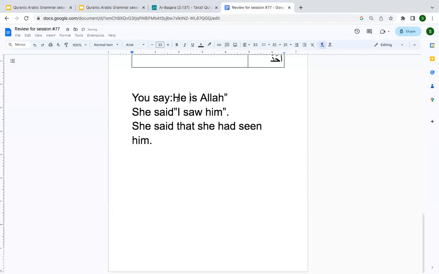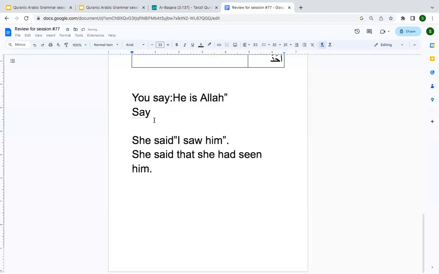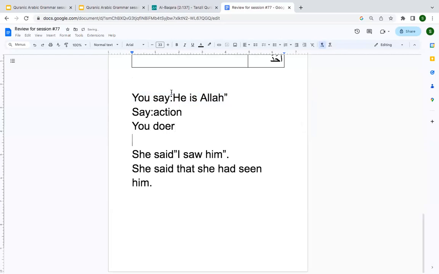Okay. So if I asked you in this sentence, what is an action? Say is an action, right? Say is an action. Who is the doer? You is the doer. Everyone agrees. You is the doer. And what is the rest? So this, He is Allah, is the detail, the whole sentence. Everyone agrees.